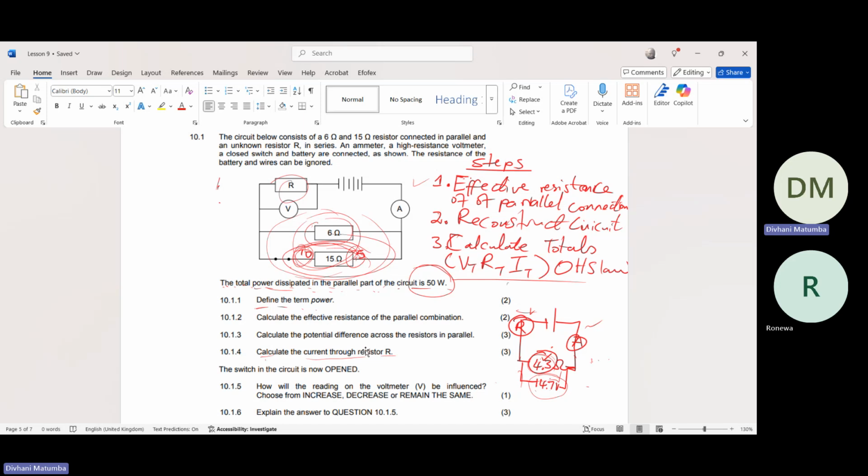Either way, ne? If you remove, if you open the switch, right? Your effective resistance will now be 6. Do you agree? Because this resistor will have no potential difference whatsoever because the switch is now open. You agree? Yes.